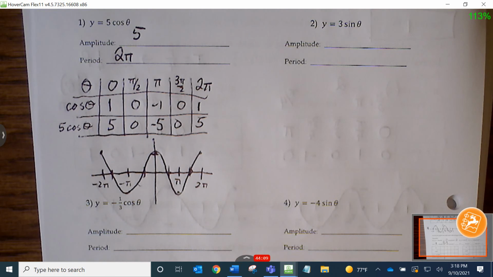Okay, what's different about number 3 and number 4? This is going to be reflection, right? So that's the negative, we got to bring that negative in. Going to change the shape of this cosine and sine graph a little bit.